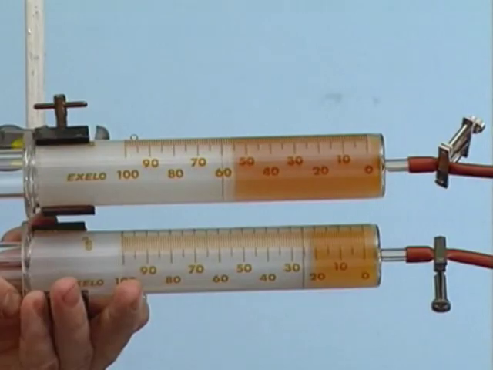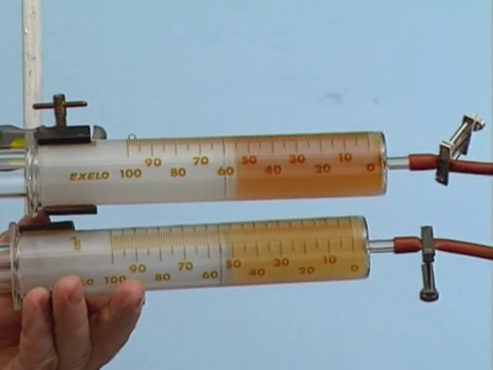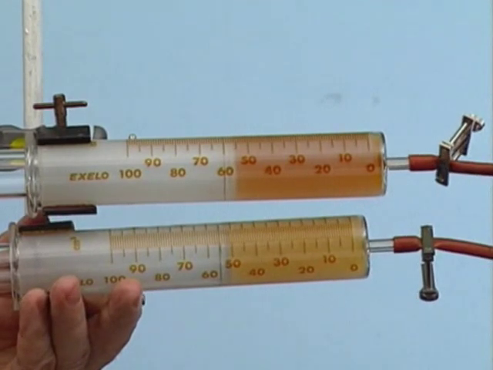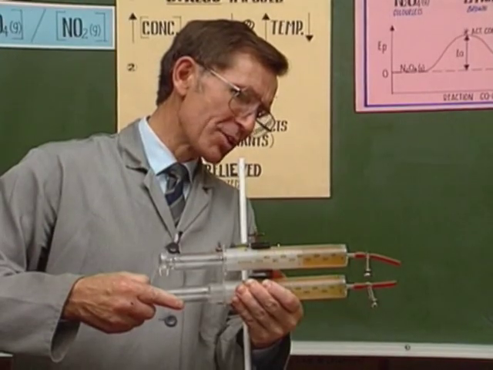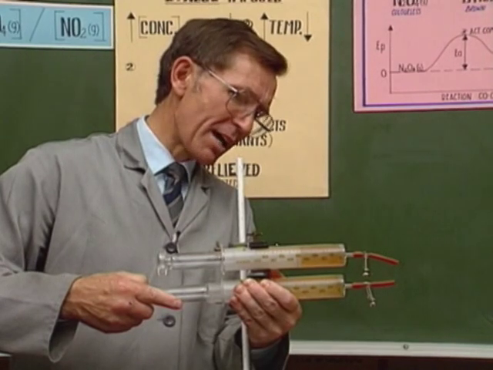If the plunger is suddenly withdrawn, the equilibrium mixture will become lighter brown, and from my position I can see how the equilibrium mixture is now gradually turning darker brown.